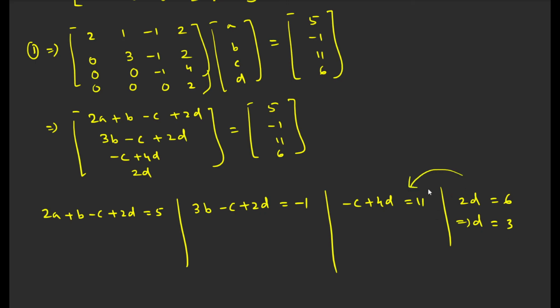Now if you put D here, then how much will you get? It's minus C plus 12 equals 11. So you'll see C equals 1. Okay. Similarly, if you put this one here, then you will get B. Your B will be, you just calculate, it will be 2. And then A. So if you put all the values of B, C, D, then our A will be equal to 1. Okay. So this is the final answer.